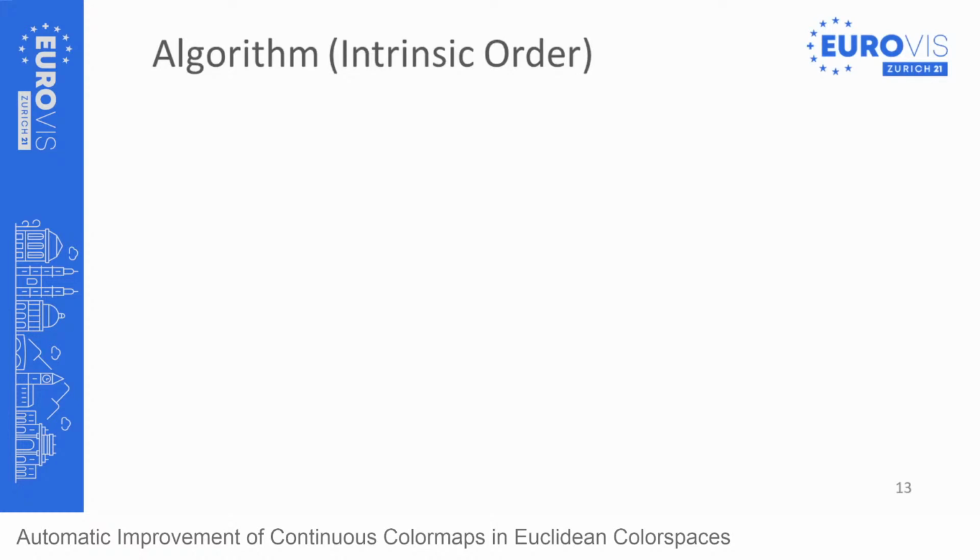The next guideline on our list is the order. We offer algorithms for the intrinsic order and the legend-based order. Let's begin with the intrinsic order. Intrinsic order is satisfied if the perceived distance between 2 points in a color map is larger than the distance to any point between them.